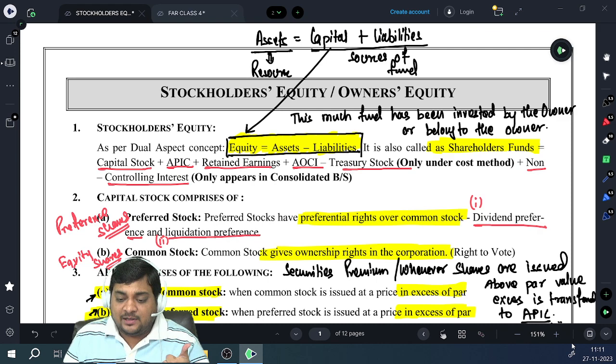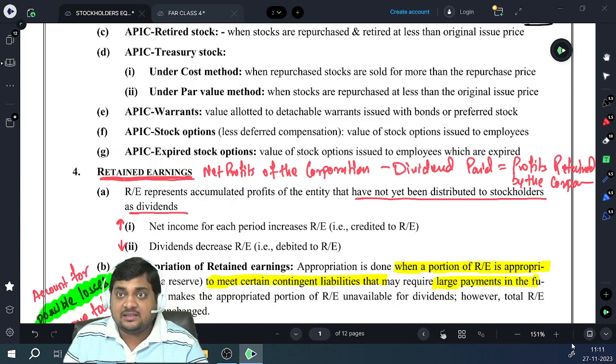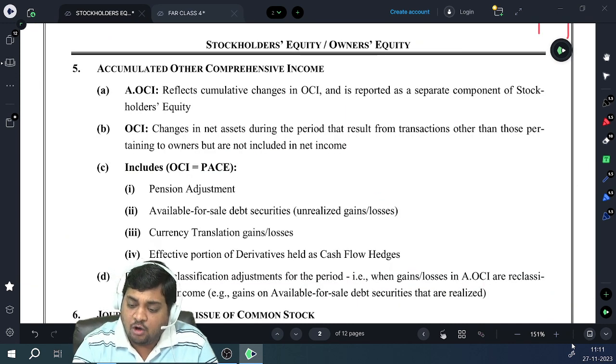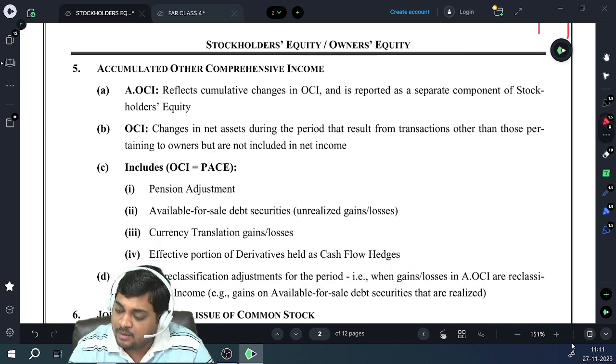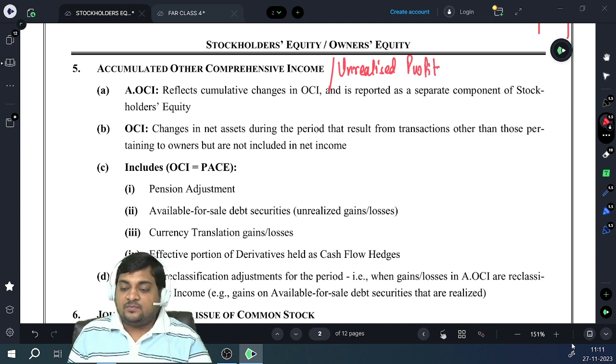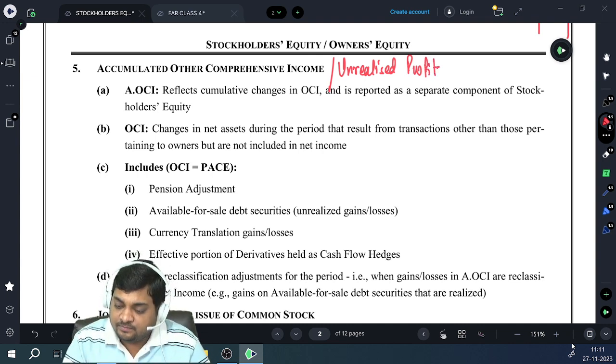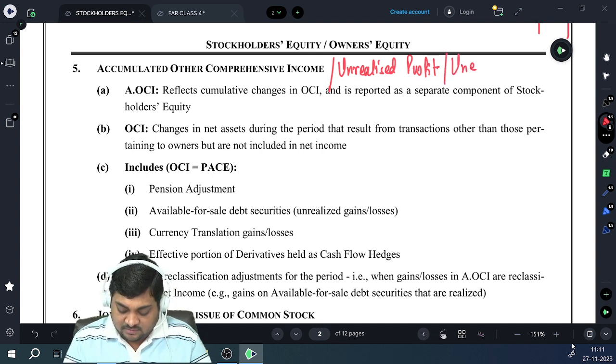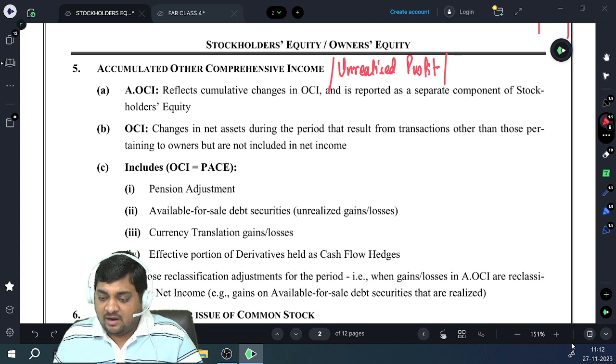So we covered capital stock, we covered additional paid in capital, we covered retained earning. Now it's turn for other comprehensive income. Now when I talk about other comprehensive income, it clearly tells me about unrealized profit, right? Unrealized profit.